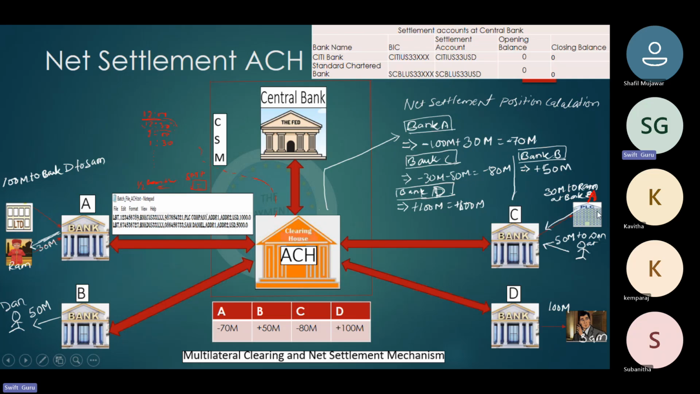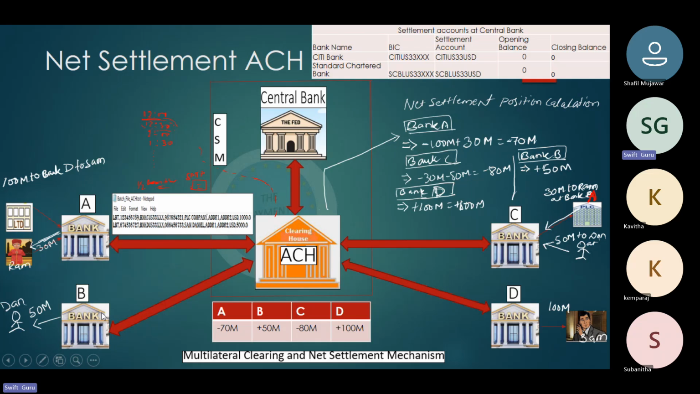One of the customers, PLC company, wanted to make a fund transfer of 30 million to Ram, who holds an account in bank A. So now if you see, 100 million was the outward request, and inward they received 30 million. So by looking into it, you can say bank A is in a negative 70 million position, isn't it? Bank A is in a negative 70 million position because they received only 30 million, and the outward request was there, so minus 100 million. So that is minus 70 million. Final position is minus 70 million.